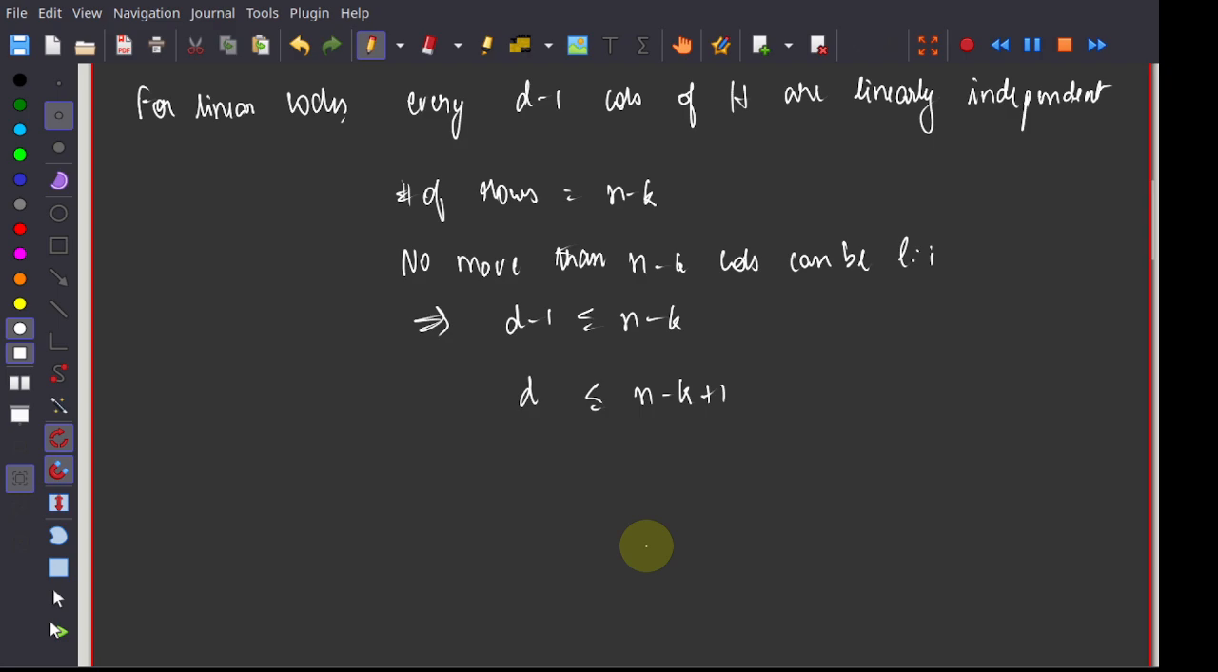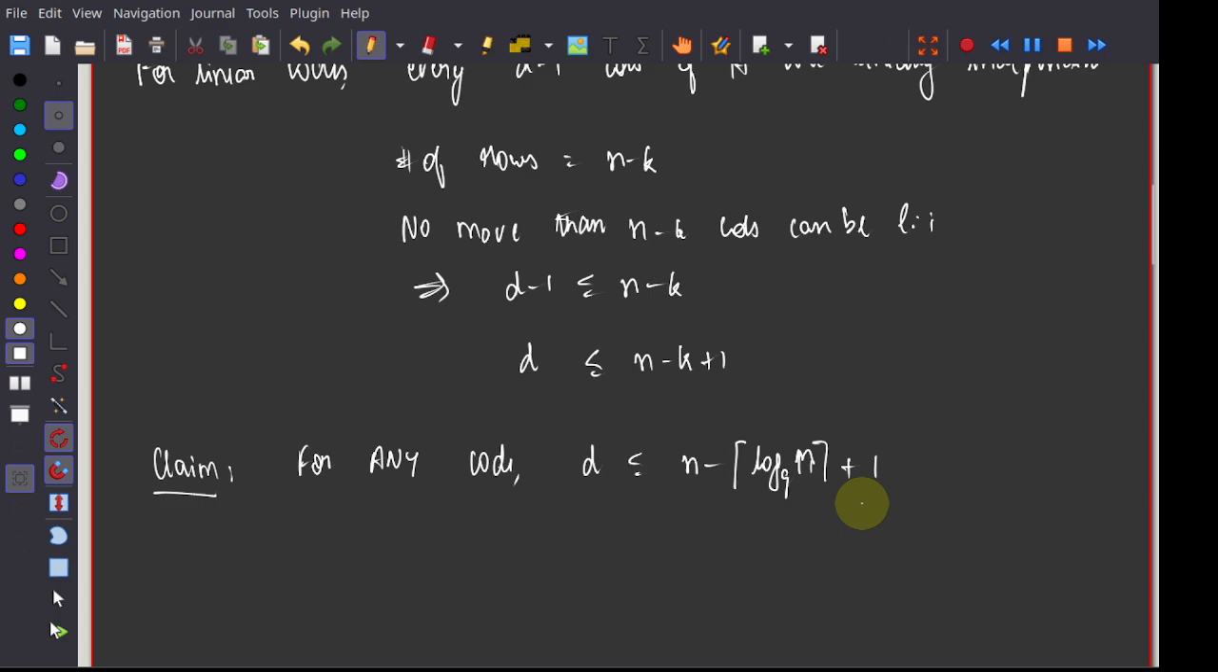Okay, but this works for linear codes alone. Now I want to prove a similar bound, exactly the same bound, for arbitrary codes. I want to show that for any code, D is less than or equal to n minus k, or in other words, n minus log to the base q of m, plus one. Q is the field size, and m is the number of code words. So d is always less than or equal to n minus log m plus 1.